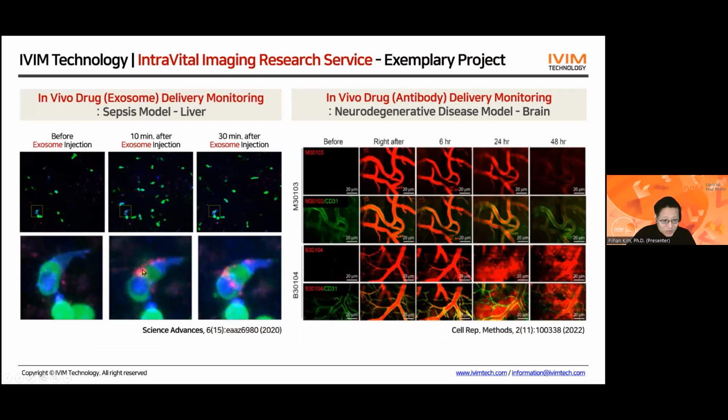So this is exosome. The red color is the exosome, 10 minutes and 30 minutes after the exosome injection through the tail vein. So we can see the delivery of this exosome to the target cell and then internalization. And this is antibody drug delivery monitoring through the BBB in the neurodegenerative disease model in the brain.